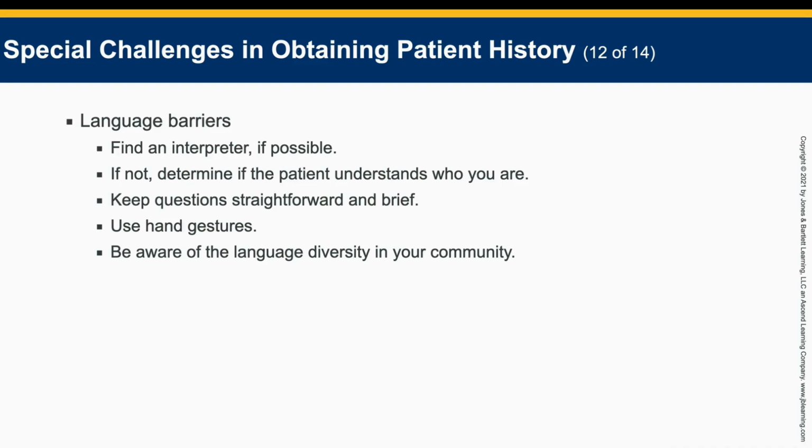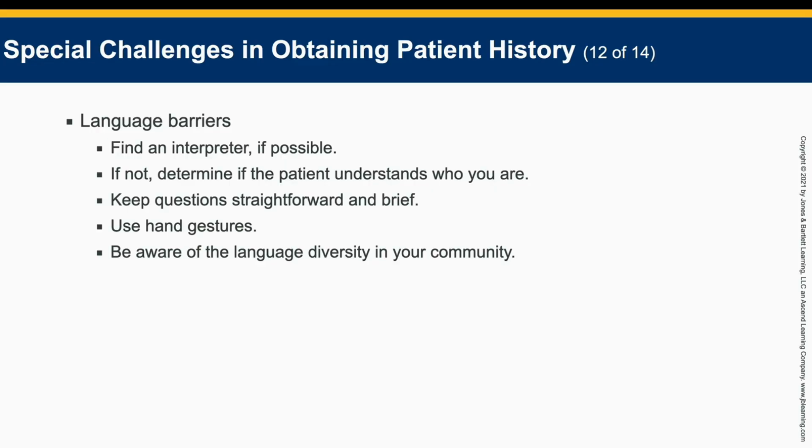Another challenge we may face when obtaining a history is language barriers. If the patient speaks a different language, the best option, when available, is to find an interpreter who can help ensure clear and accurate communication. If an interpreter is not immediately available, you should first determine whether the patient understands who you are and why you are there. Establishing basic understanding is an important first step.